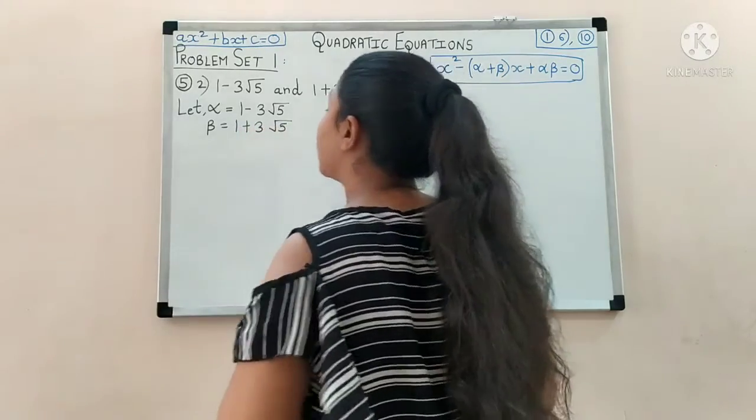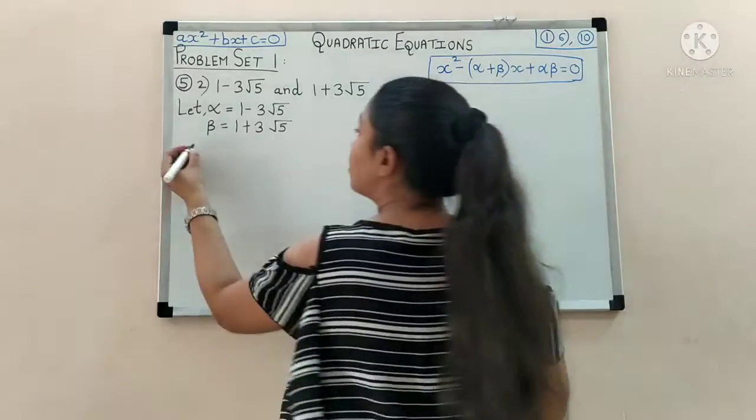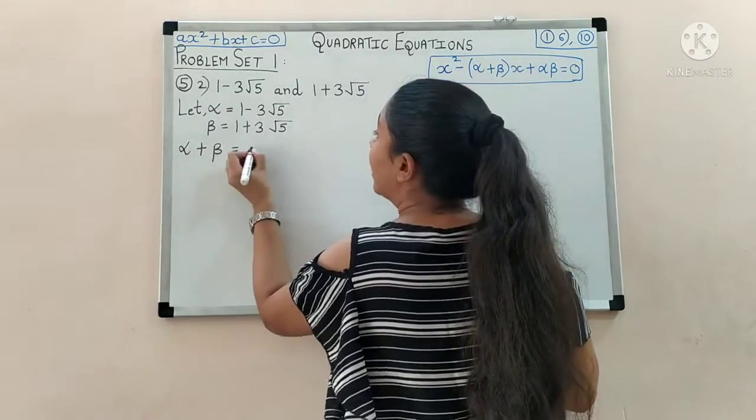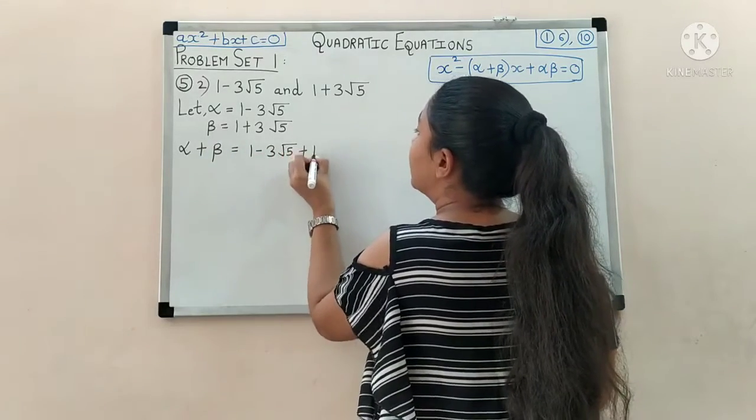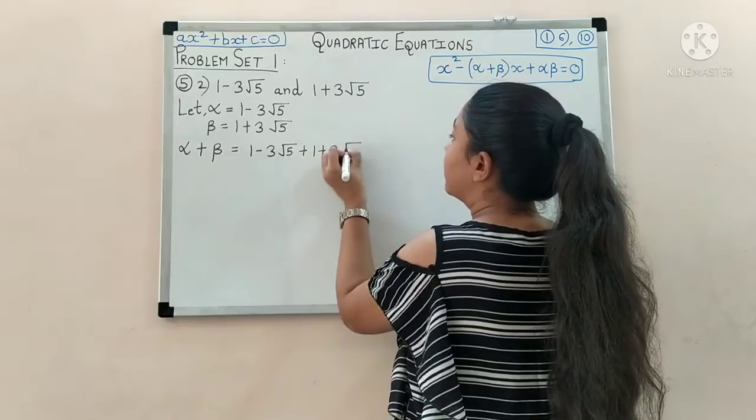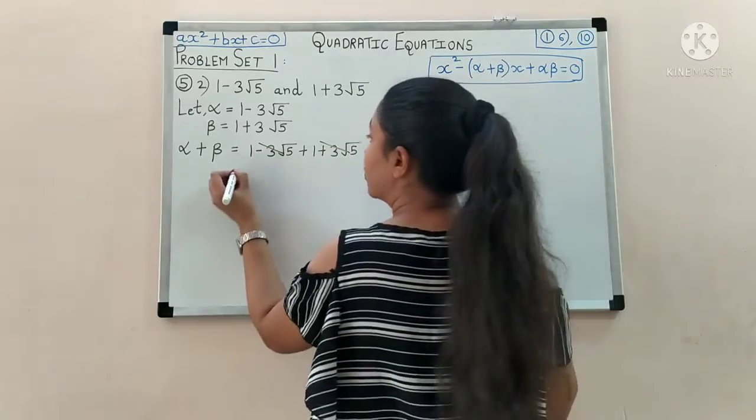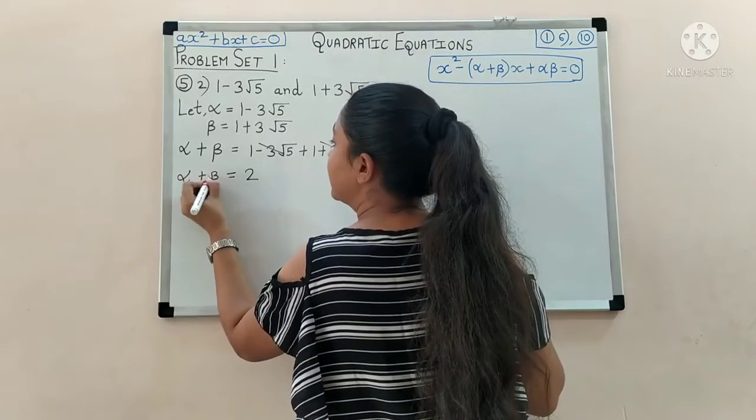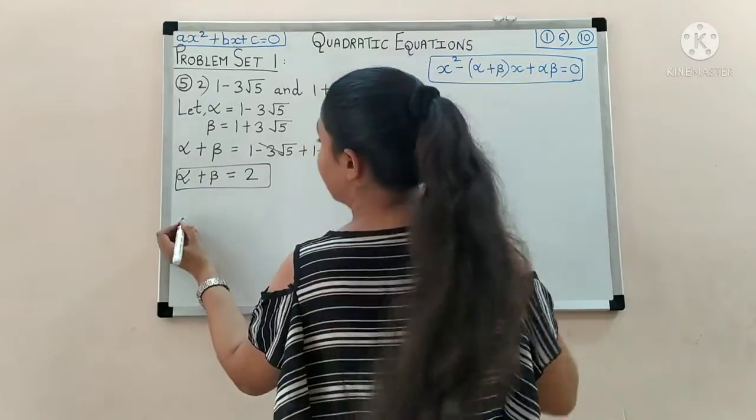Okay. Then according to the formula, we will be needing alpha plus beta and alpha into beta. So you can directly add: alpha plus beta is 1 minus 3 root 5 plus 1 plus 3 root 5. Minus 3 root 5 and plus 3 root 5 will get cancelled. So 1 plus 1 gives you 2. So the value of alpha plus beta is 2. Similarly, we will also be needing alpha into beta.